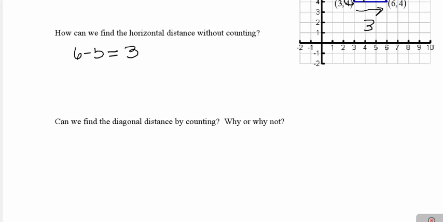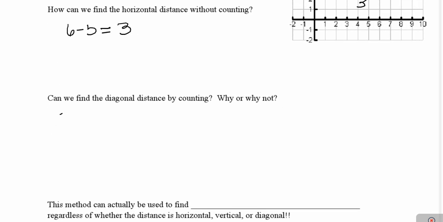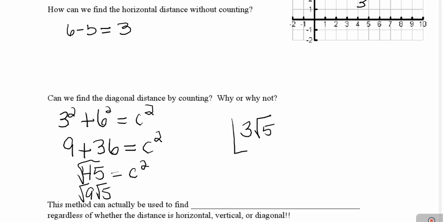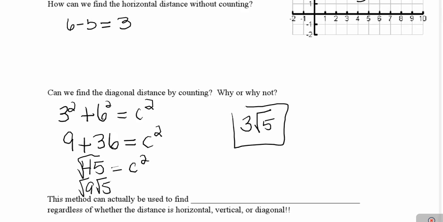I'm going to use the Pythagorean theorem. A squared plus b squared equals c squared. So 3 squared plus 6 squared equals our hypotenuse squared. So I get 9 plus 36 equals c squared. So then we end up getting 45 equals c squared. When I take the square root, I can simplify that: 9 times 5. So I would get that distance would be 3 square root 5. So that would be the diagonal distance.